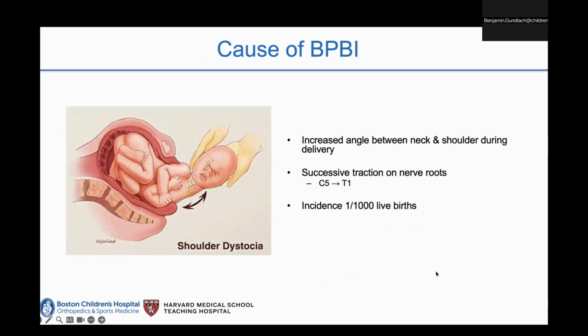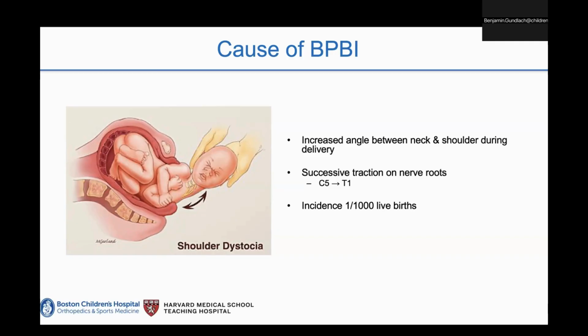Moving on to discuss some of the causes of brachial plexus birth injury. Ultimately, this injury happens due to a traction or force applied to the brachial plexus at a time when there was an increased angle between the neck and shoulder during delivery. This leads to a successive traction on the nerve roots, starting from C5 and descending from C6 to C7 to C8, and then ultimately T1.